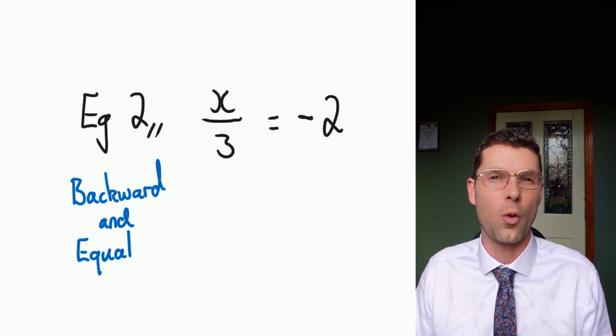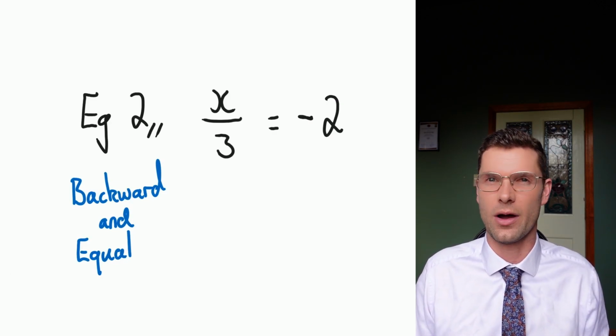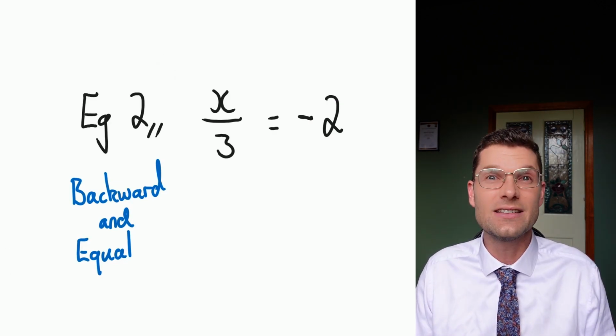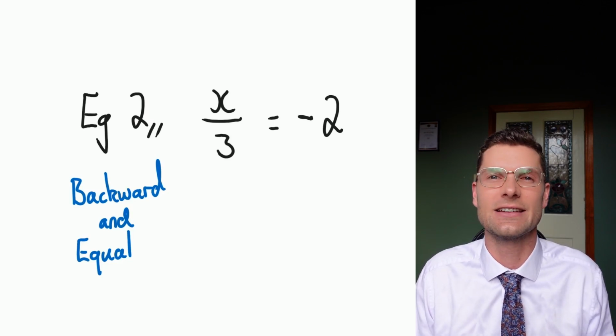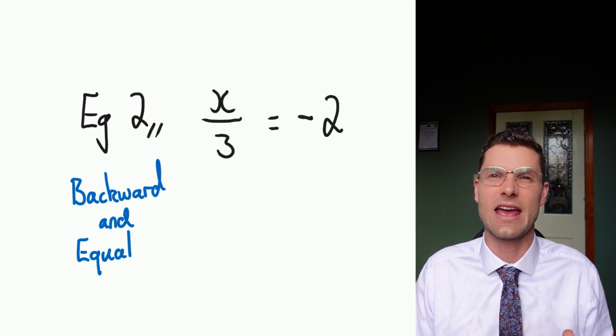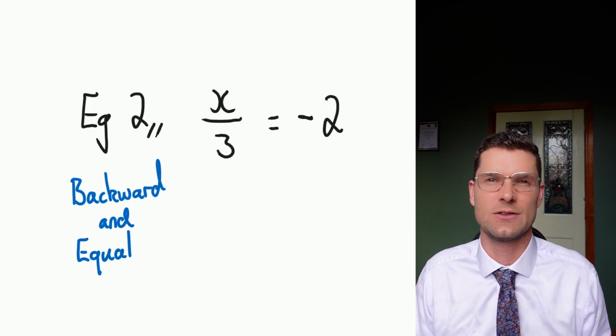Here's another example of a one-step equation. I've got x divided by 3 is equal to minus 2. These kind of questions are a little bit harder to just see the answer straight away. So we're definitely going to have to use our scaffold, our backwards and equal, to get this one right.